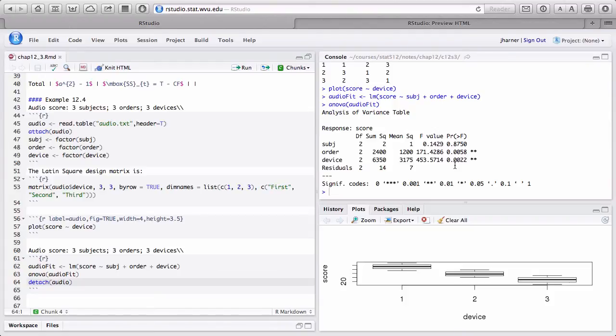Now, had I not done this, had I only had devices, then the degrees of freedom for these two would have gone down into the residual. So it would have blown up this residual sum of squares. The degrees of freedom would have become 6 instead of 2. And if I would have added these two sums of squares down here, that's what we would have done had we ignored the 2 sources of variability.